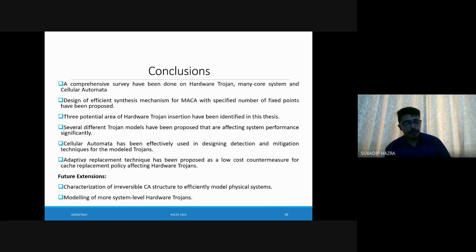For the future extension, we can consider characterization of irreversible CA structure to efficiently model different physical systems. And we can also consider different system level hardware Trojans, and we can observe the effect of the hardware Trojan on the system performance, and we can try to mitigate and or detect the hardware Trojan using different techniques.